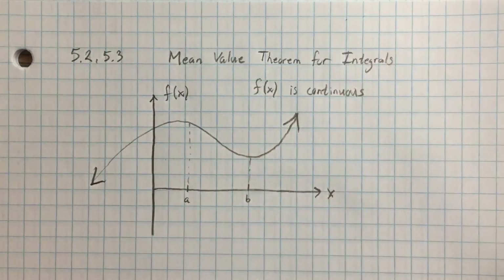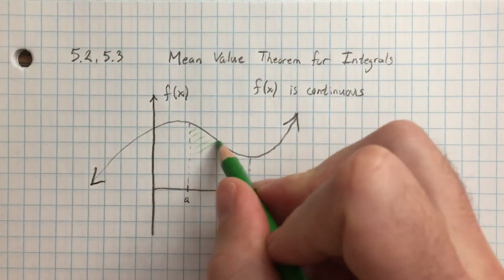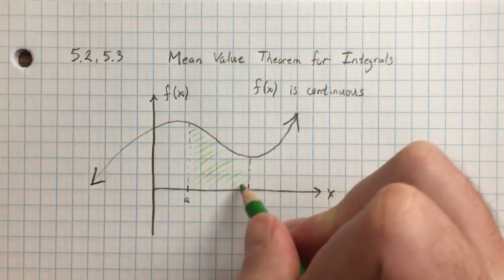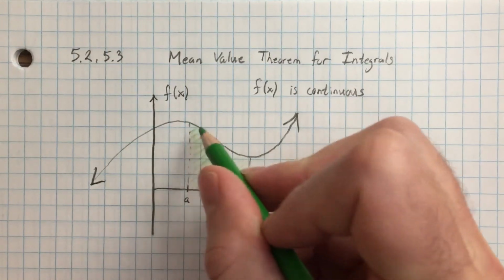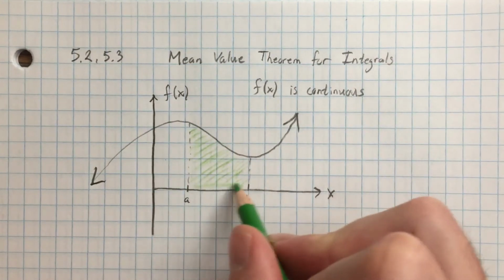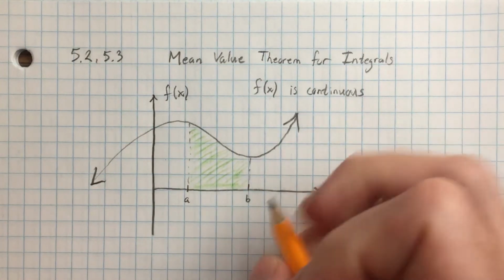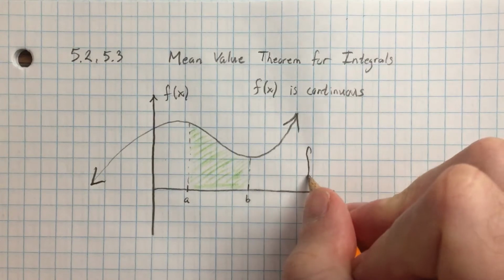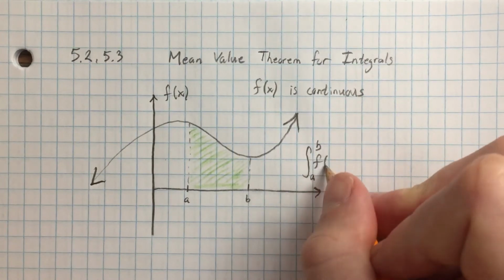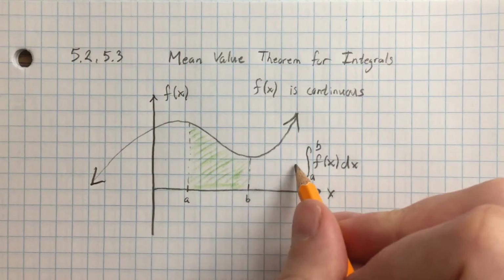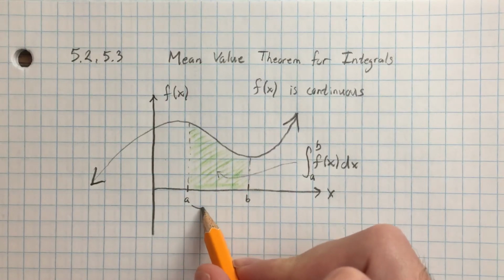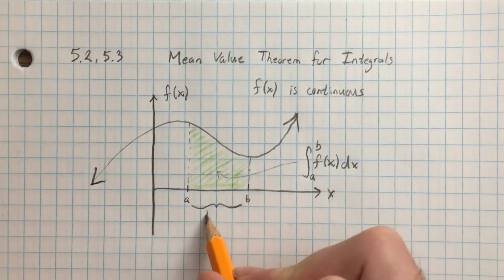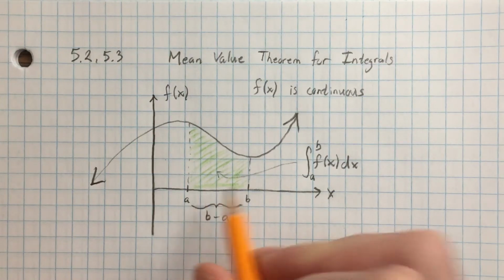Something like that. All right, so there's an area in there between the curve and the x-axis. And that, of course, is the integral of f along the interval AB. So I have the integral from A to B of f of x is, of course, the green area in here. Okay. And our interval is of size b minus a, of course, the latter minus the former.